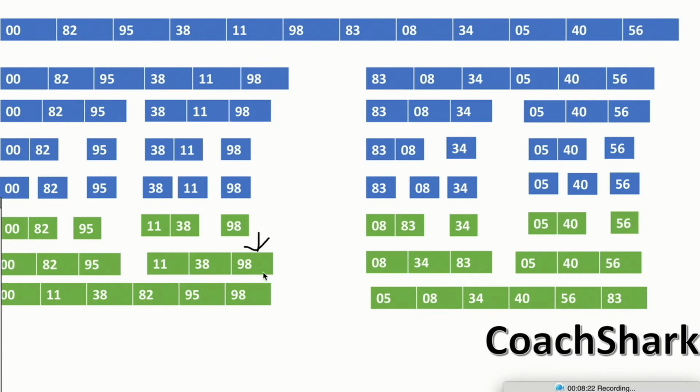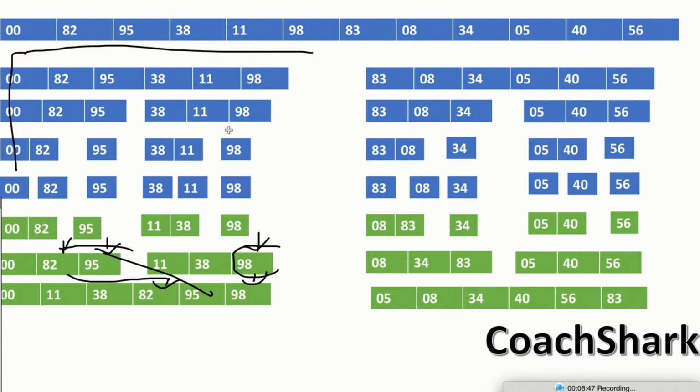Now we have 98 and 82. As 82 is smaller, we put it here. 98 and 95. So 95 is smaller, we put it here. Now this array is over, so whatever remains of this array, that is 98, we concatenate here. So this solves half of our problem. If we see, this part is totally sorted. So the first 6 elements we have sorted.